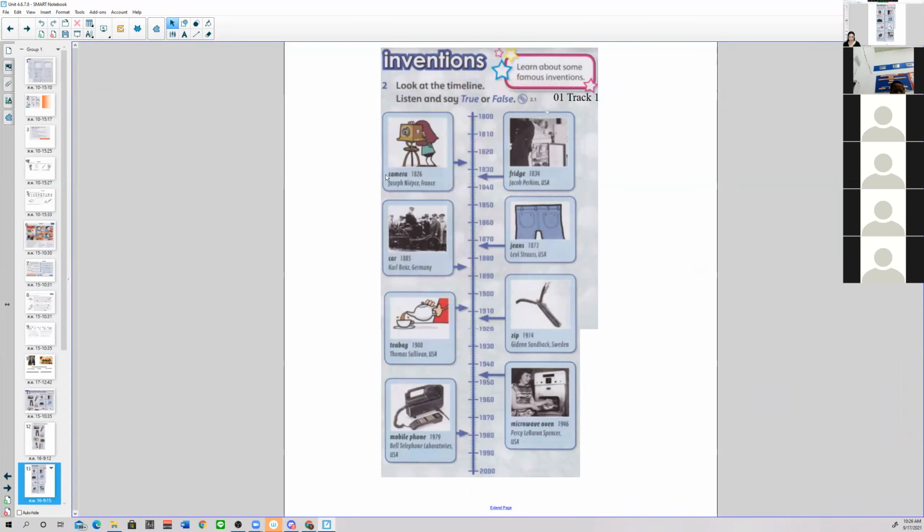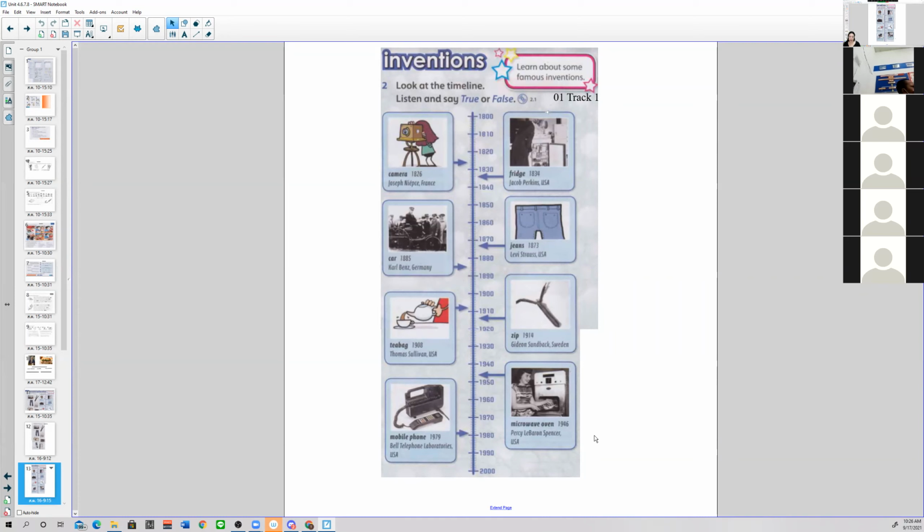And people from all around the world invented stuff. Camera in France, a fridge in the USA, the first car that's built is in Germany, jeans in the US, and a tea bag. Back in the day, people used dry leaf to have tea, and now Thomas Sullivan invented a tea bag, so it makes our life a lot better. Just dip it in the hot water, right? And zip, back then they didn't have a zip.